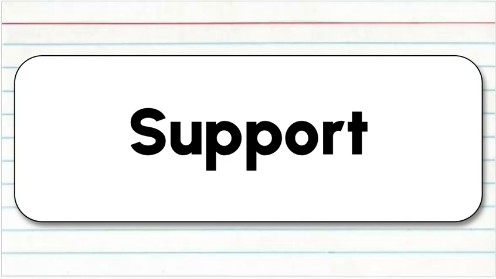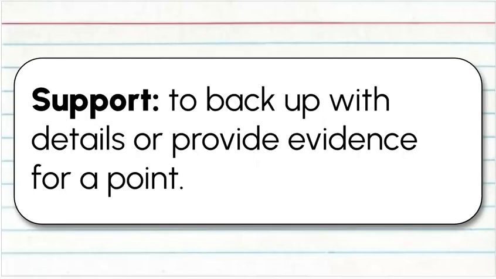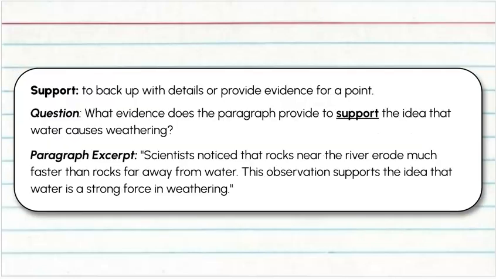Next, we're going to support. When asked to support, they want you to back up with details or provide evidence for a point. Now, where would you find details or evidence? In the text. So go back in and look for it. The question: what evidence does the paragraph provide to support the idea that water causes weathering? So I went back in the text and I found this. Scientists noticed that rocks near the river erode much faster than rocks far away from water. This observation supports the idea that water is a strong force in weathering.